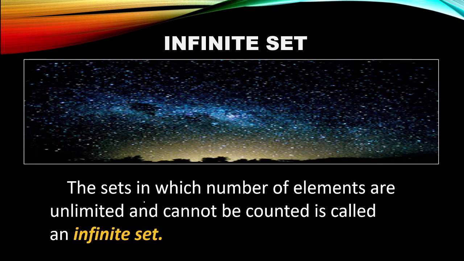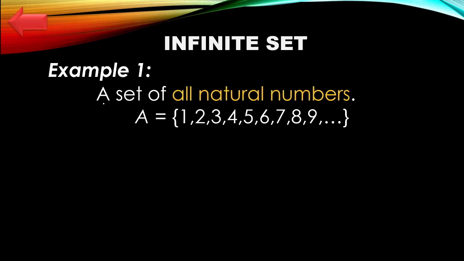Infinite set. So, kung merong finite set, meron ding infinite set. Okay. The sets in which number of elements are unlimited and cannot be counted is called infinite set. So, kapag di natin kayang bilangin, so pasok siya sa infinite set. For example, a set of all natural numbers. So, ang sabi dito, all natural numbers. So, we cannot count all natural numbers. Kaya gumagamit tayo ng 3 dots dito sa loob ng braces.